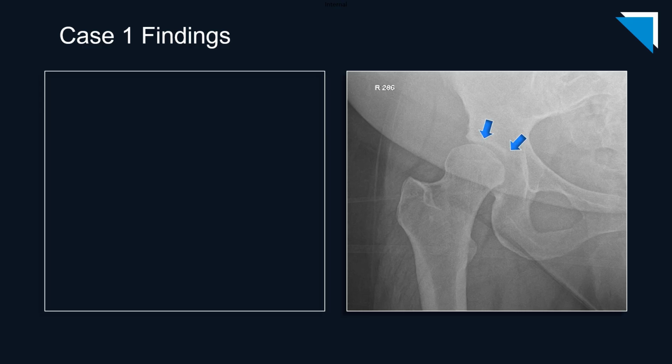There is a shallow acetabulum, consistent with dysplasia. There is also an osseous bump along the anterior aspect of the femoral head and neck junction, which is consistent with CAM morphology. And there is uncovering of the femoral head resulting from the acetabular dysplasia.